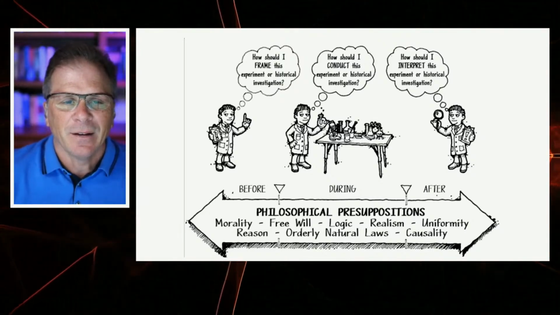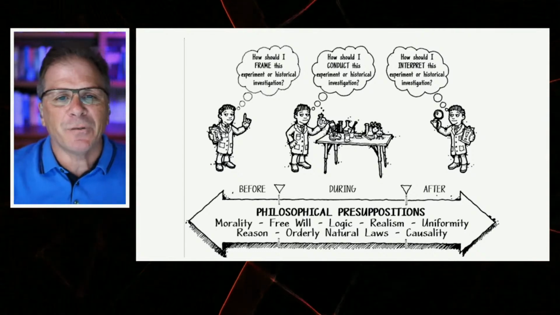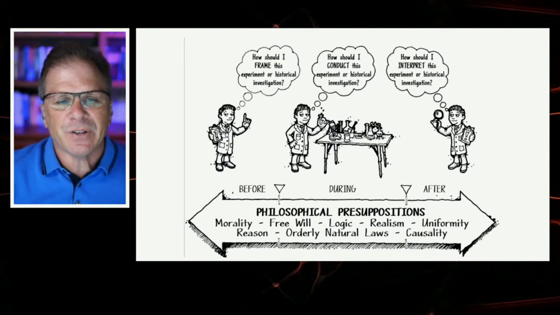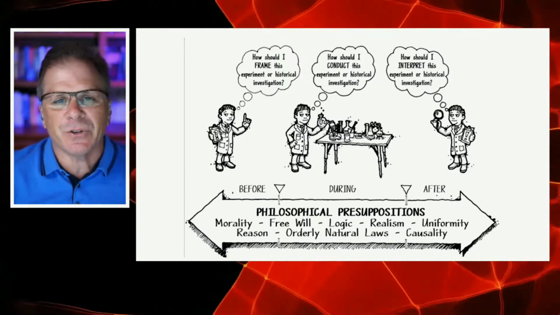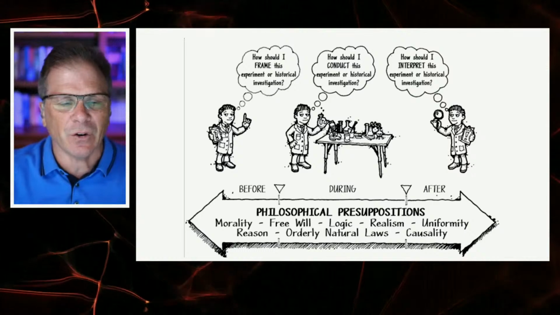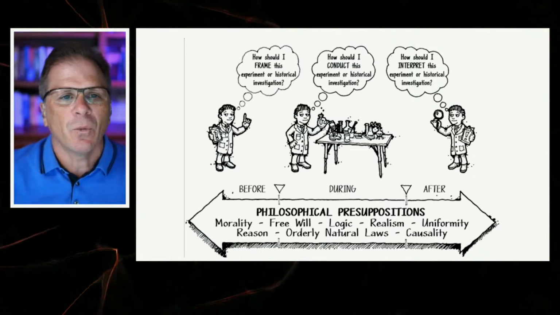It's just a method. And it's built, as you can see here, on philosophical presuppositions. All of these philosophical presuppositions are necessary for anyone to do science. Why morality? I'll just say a brief word about each of these and then zero in on one and then get to your questions. Why morality?